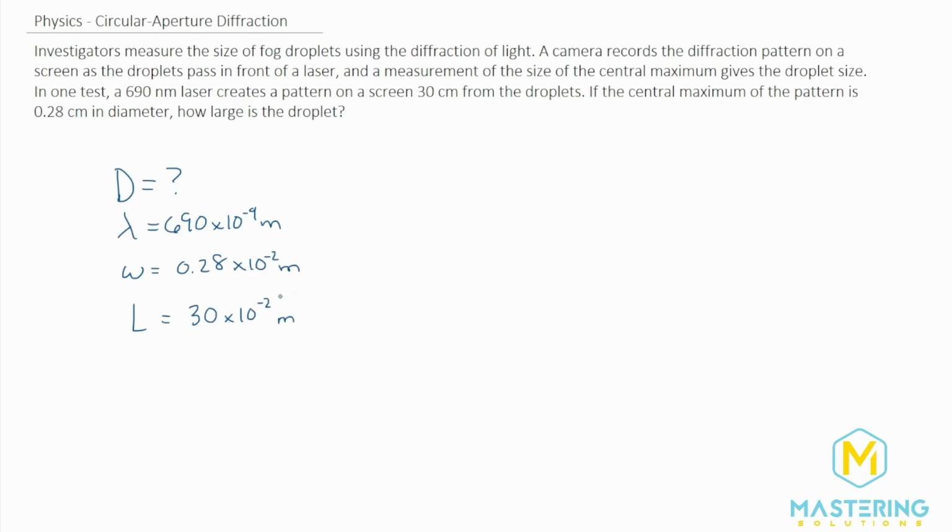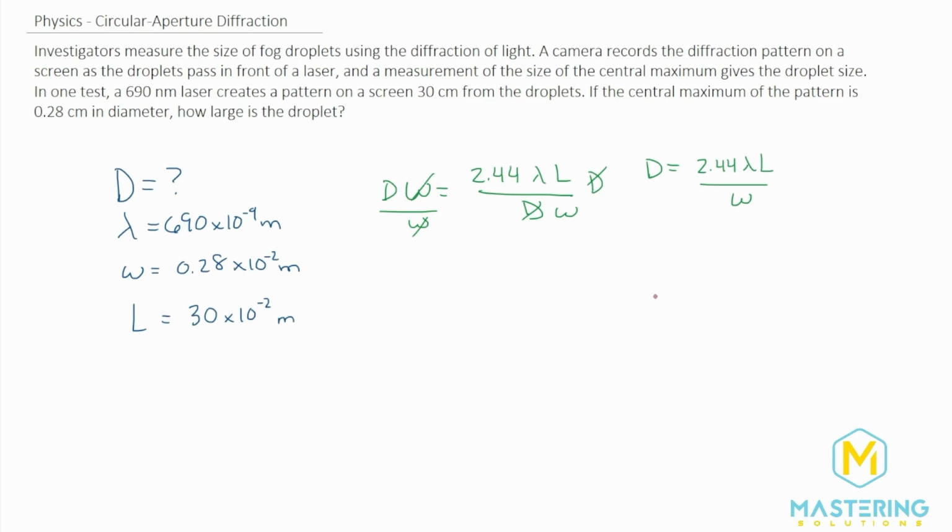So let's write down the equation that we'll be using for this, and that's W is equal to 2.44 times lambda times L all over D. We're trying to solve for D, of course, so we'll multiply both sides of the equation by D, and then we'll divide both sides of the equation by W. So now we have D is equal to 2.44 times lambda times L over W. So the D and the W swapped places, of course.